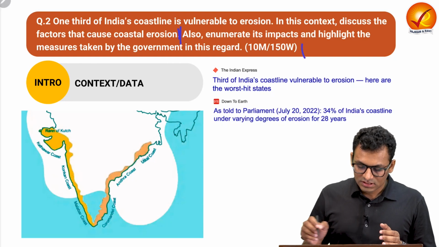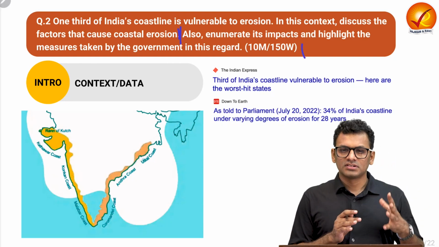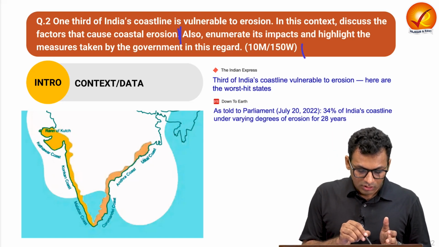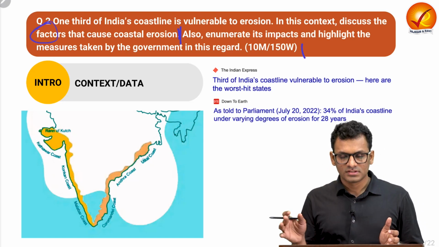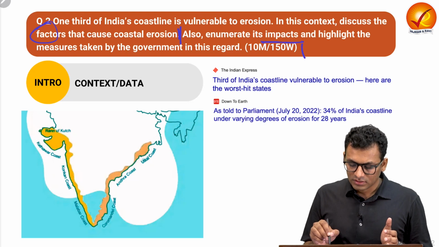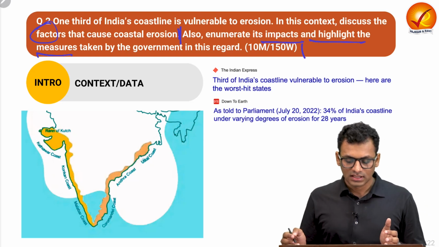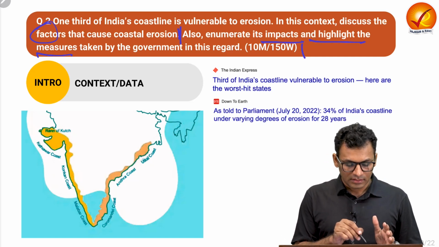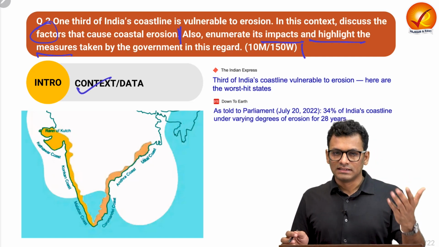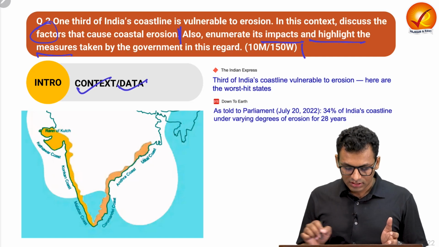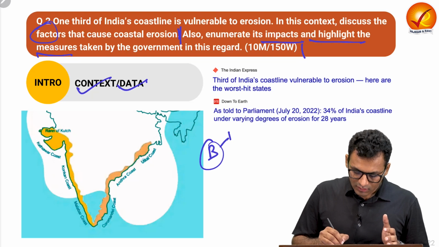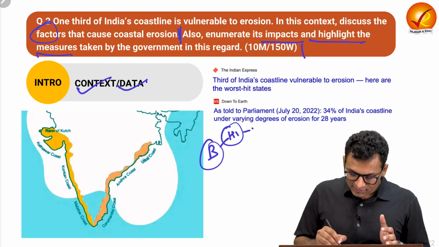So if you break down this question, you will understand that this question's specific theme is coastal erosion. We have to talk about the factors that are causing coastal erosion, and we have to also list down the impact and measures taken by the government with respect to the same. So if we structure the answer, in the introduction you can provide context, and you can give certain data points with respect to coastal erosion. And in the body, you can start with factors.